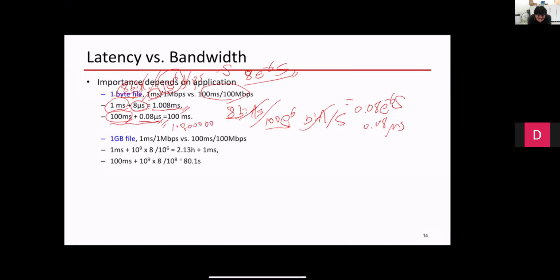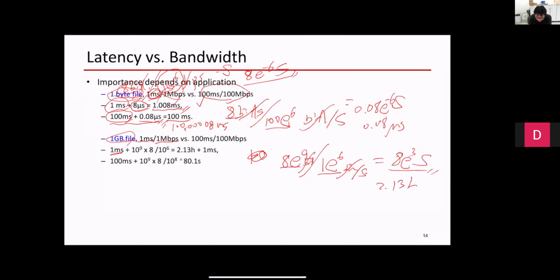So which one is the better choice? In this case, in a small file, time sensitive, I have to use smaller bandwidth, but smaller latency. Okay, and if I have a 1 giga file, I have 1 millisecond I have to add, and 1 giga. So 8e9 divided by, in a given network, is 1 megabit per second. Therefore, it is 8e3 seconds, which is almost 2.13 hours.